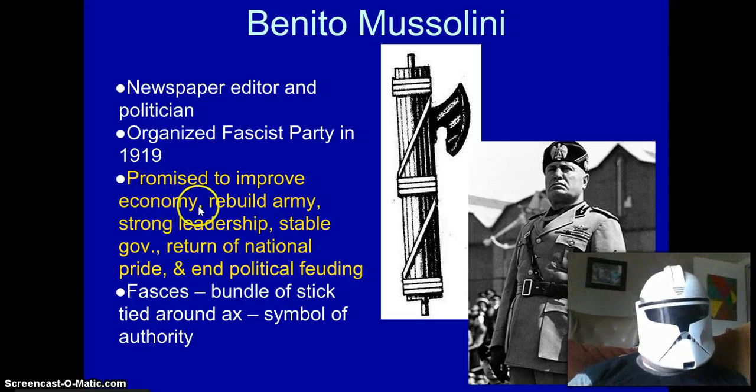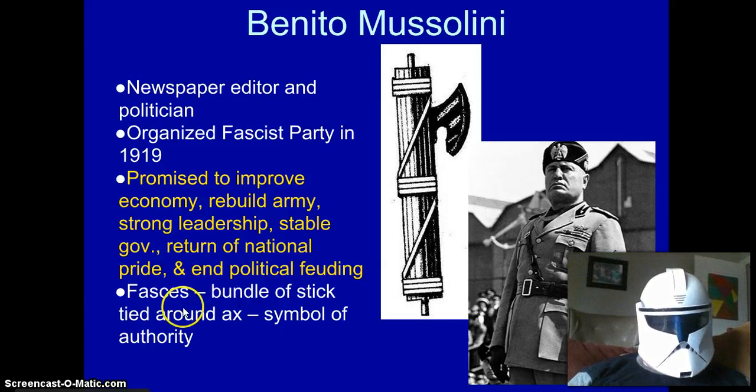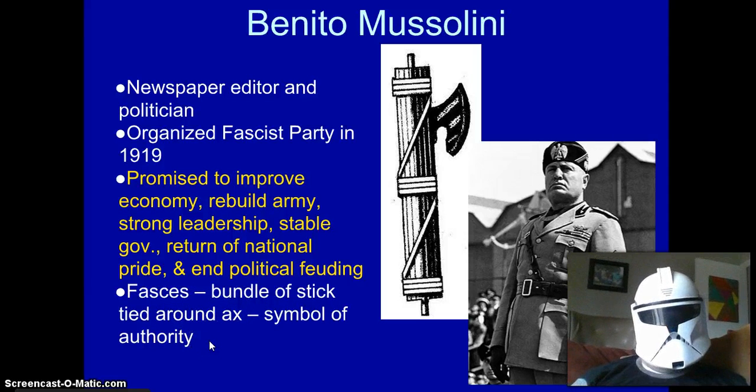He promises to improve the economy, rebuild the army, provide strong leadership, a stable government, a return to national pride, and an end to political feuding. The fascists were a bundle of sticks tied around an axe, and this is the symbol of authority for Mussolini.